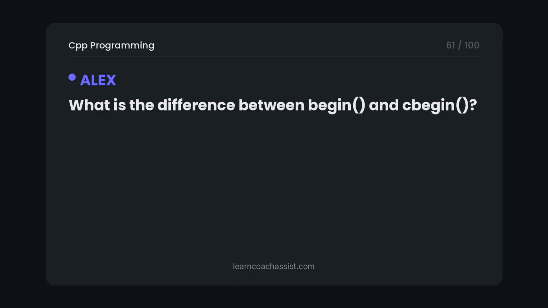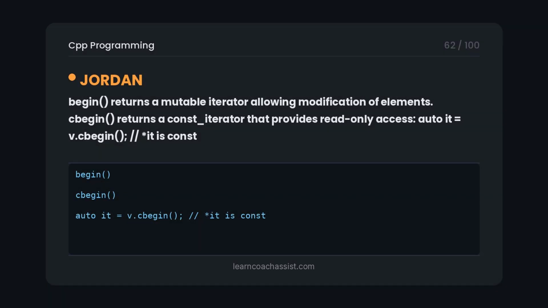What is the difference between begin and cbegin? begin returns a mutable iterator allowing modification of elements. cbegin returns a const_iterator that provides read-only access. auto it = v.cbegin(); // *it is const.